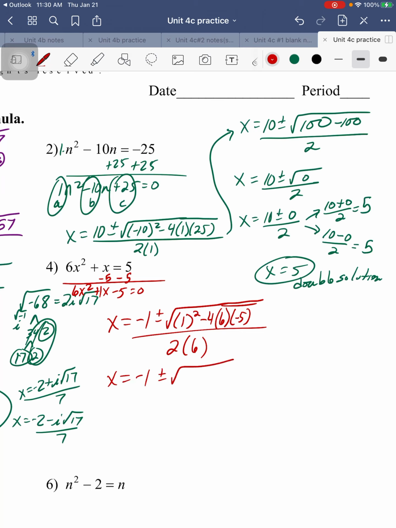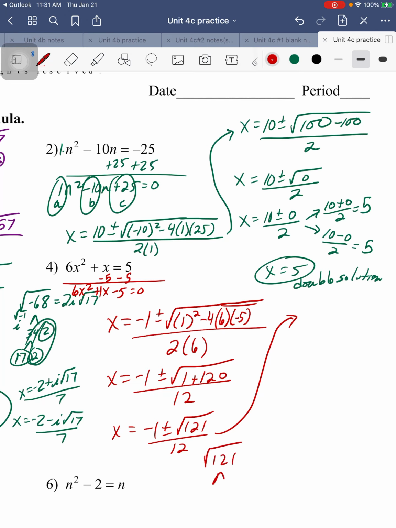Simplify just the 1 squared. 4 times 6 times negative 5, I don't know, it's your 4. Negative 4 times 5 is 20, times 6 is 120, so plus 120, over 12. Well, this seems foolish, but math is all about continuing. Once you understand steps, just keep with them. Square root of 121. That's 11 times 11. So that's just equals 11.